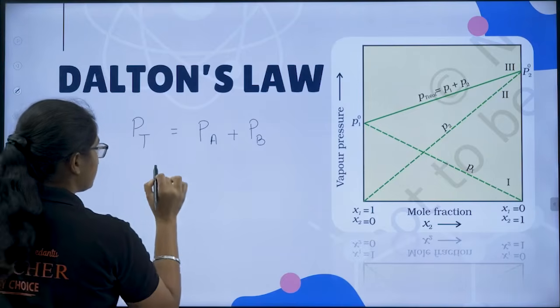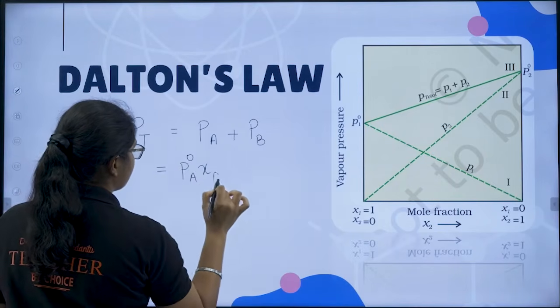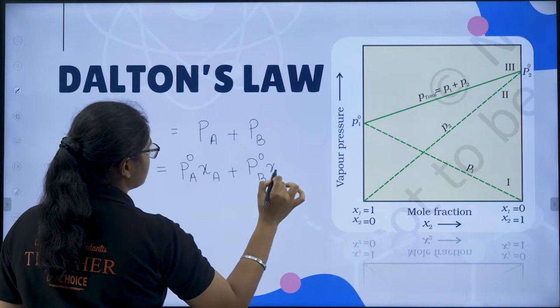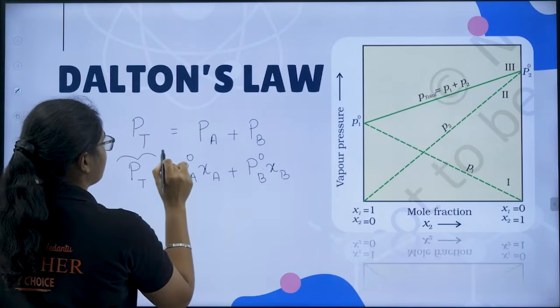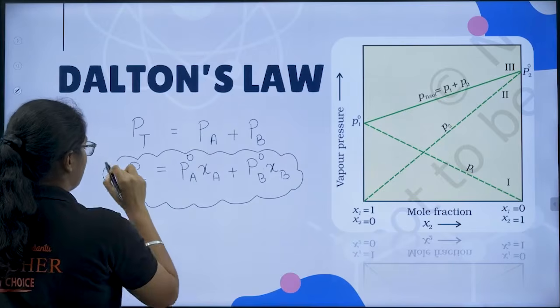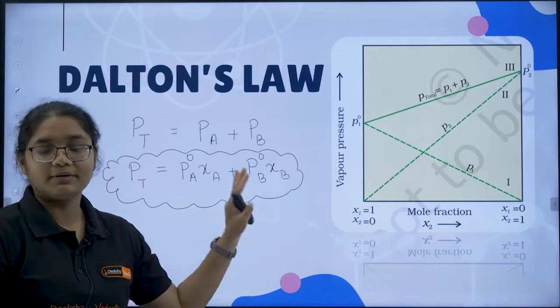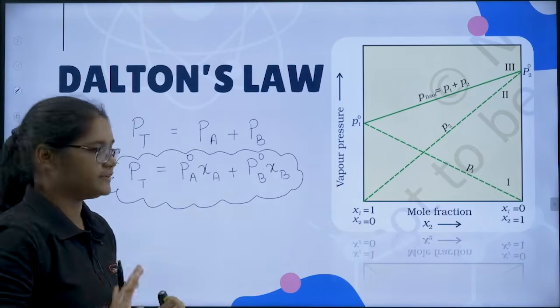Now partial pressure of A, how can I write it? P naught A XA plus P naught B XB. This is your P total. Okay, this is the formula that we will be requiring again and again. P total is equal to P naught A XA plus P naught B XB. Okay, this graph we will talk about in detail after some time.